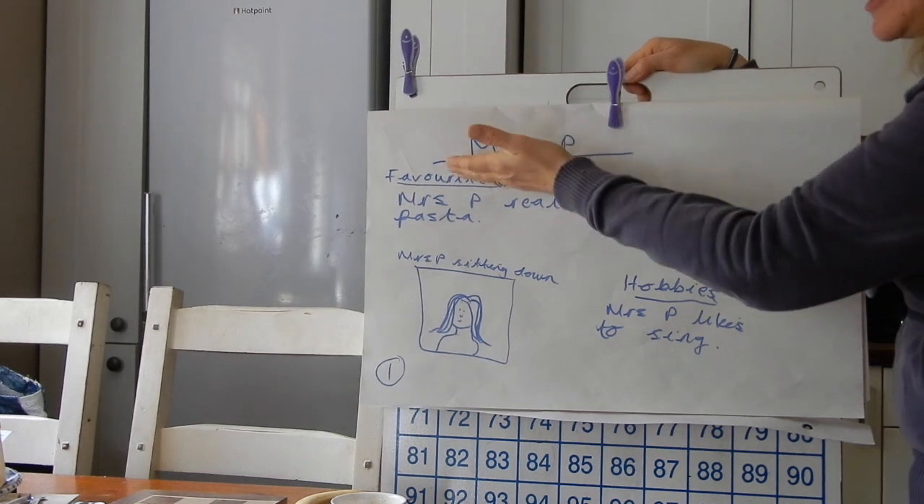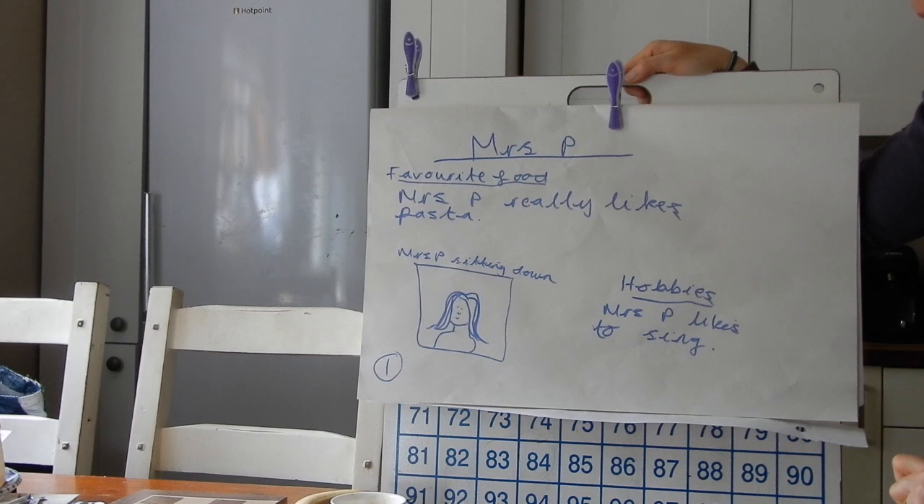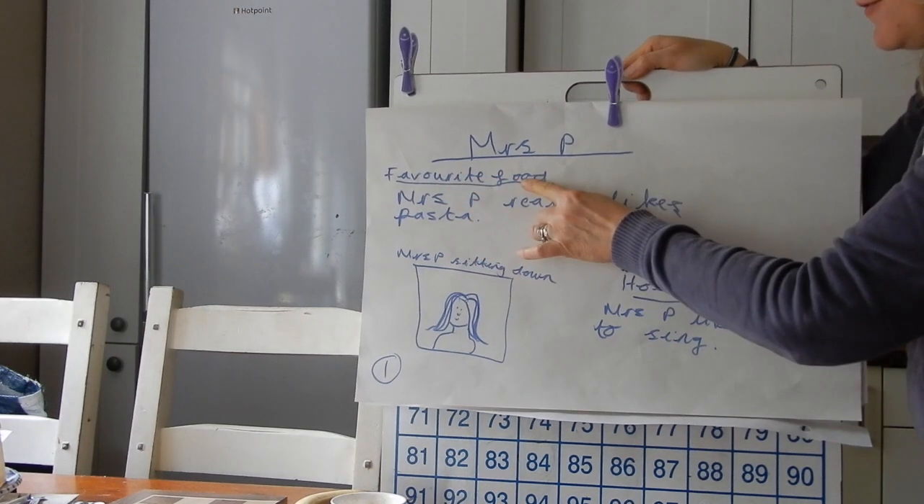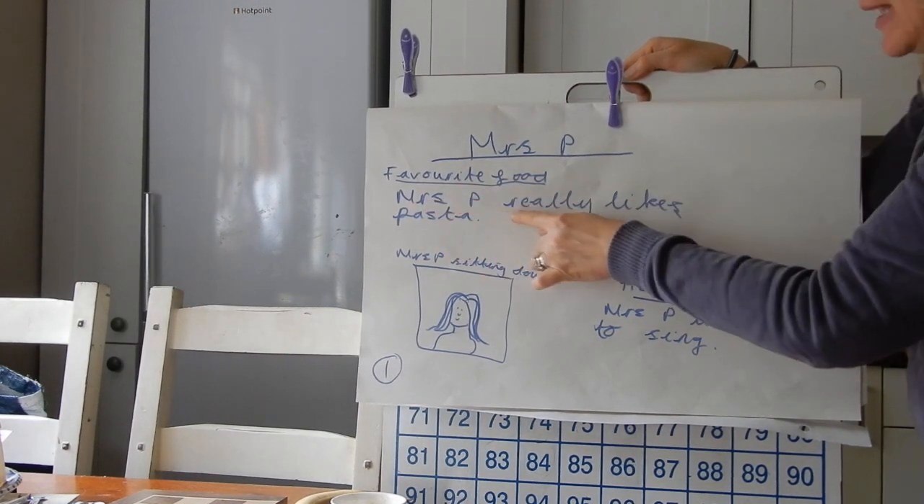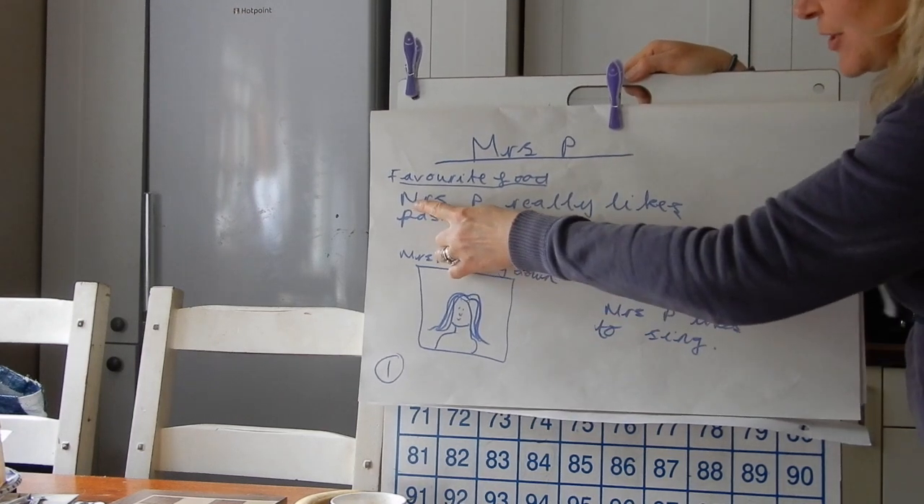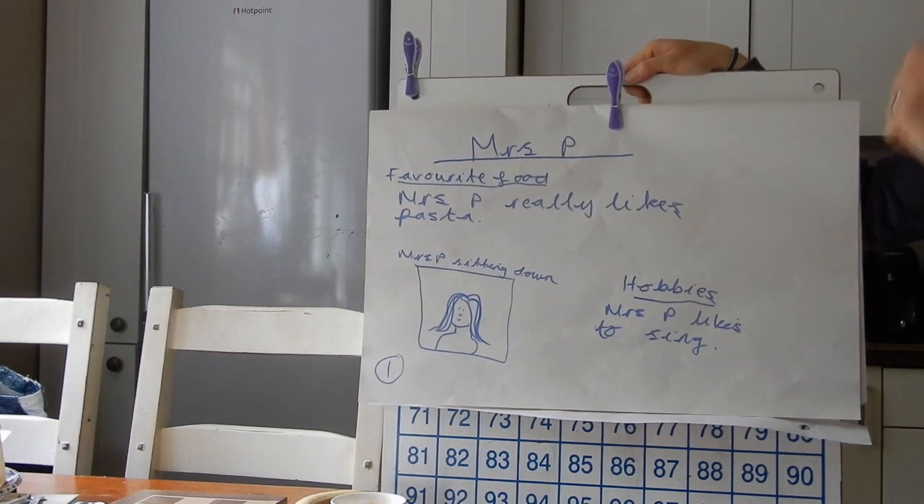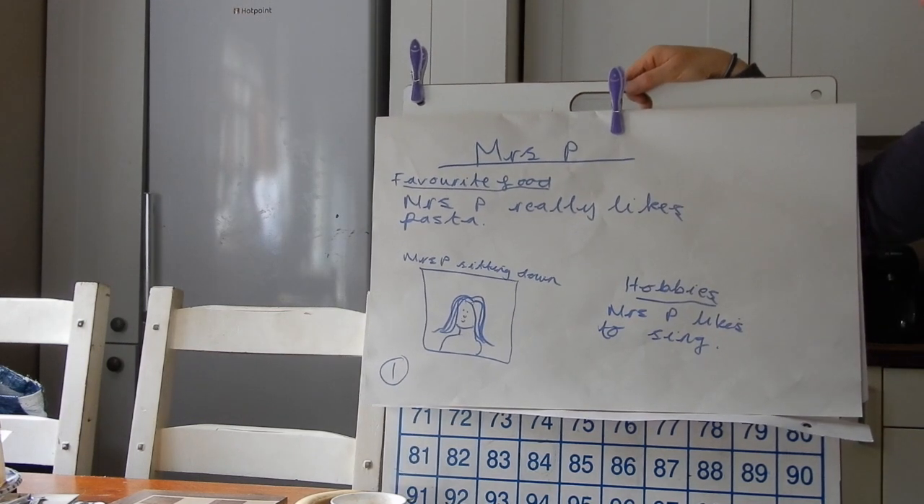And then underneath my subheadings, I wrote facts. Things that are absolutely true about myself. So I put under favourite food, the subheading, Mrs P really likes pasta. Punctuated it all, capital letters, finger spaces, and a full stop. So that was my fact there.